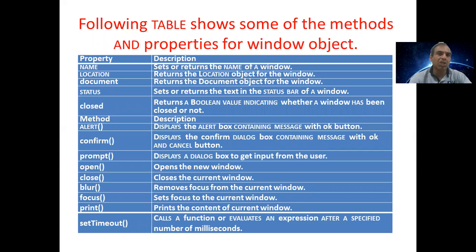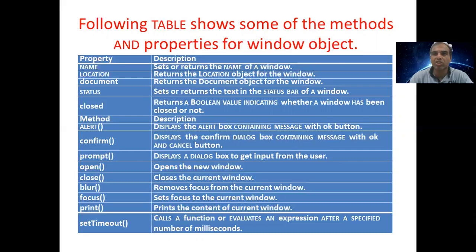So some of the properties it shows over here. First of all, it shows you name. It says the return name of the window, window.name. We can give the name for identification purposes. Location, which returns the location object of the window. Document, window.document.form. So that is one by one, it is a hierarchy. It returns the document object of the window.